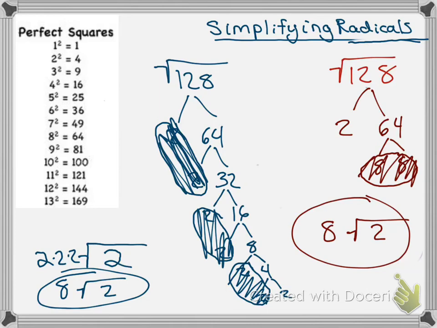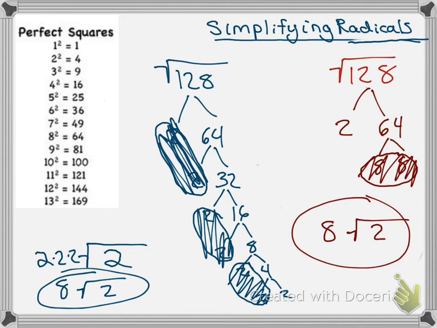So the key is, when you're breaking these radicals down into their primes, if you ever run into any of these numbers, you can stop. You can be like, well, let's say you run into 49. You can be like, wait, I know 49 is a perfect square. I know 49 is 7 times 7. And I have my pair. I have a pair of 7s. Therefore, I can pull out one of my 7s. And that really speeds up the process.